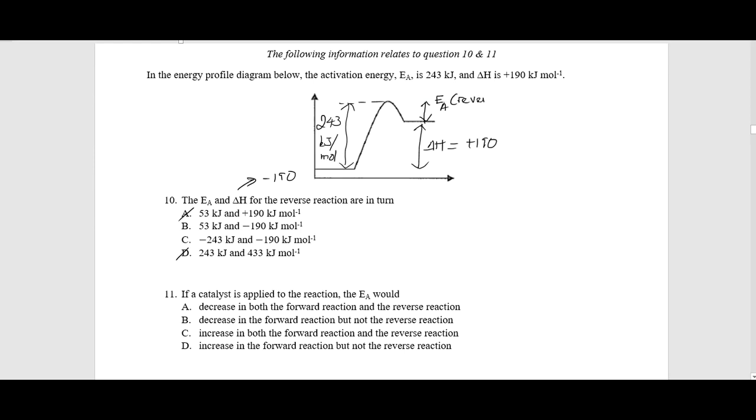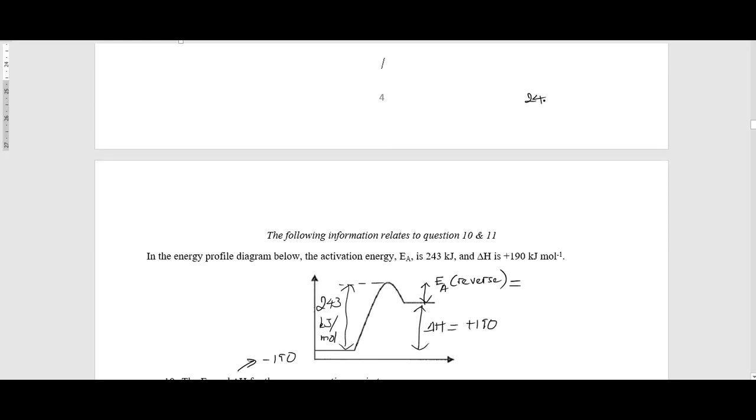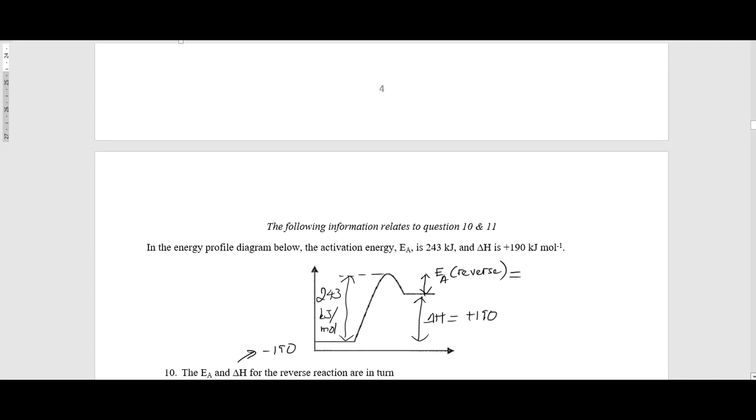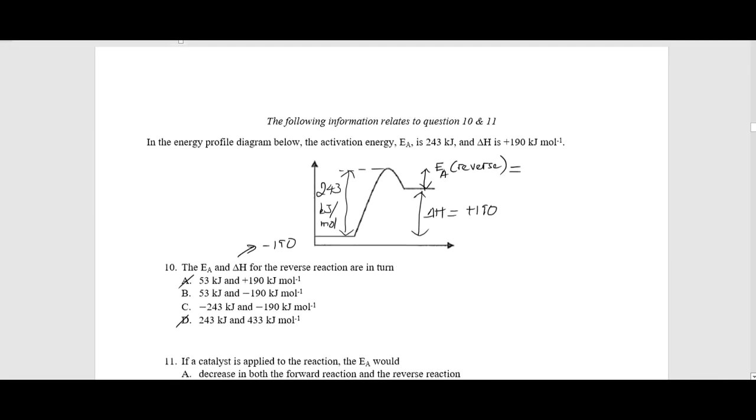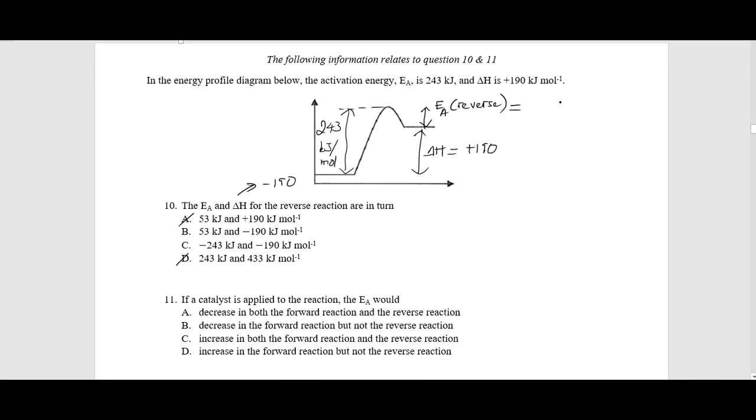because once again we are assuming that you take the same path going back. So it's just going to be 243 minus 190. So 243 take 190, which, I mean, evidently the answer is 53. And even if you don't know that, the only option left is C, and you can't really have a negative activation energy anyway.